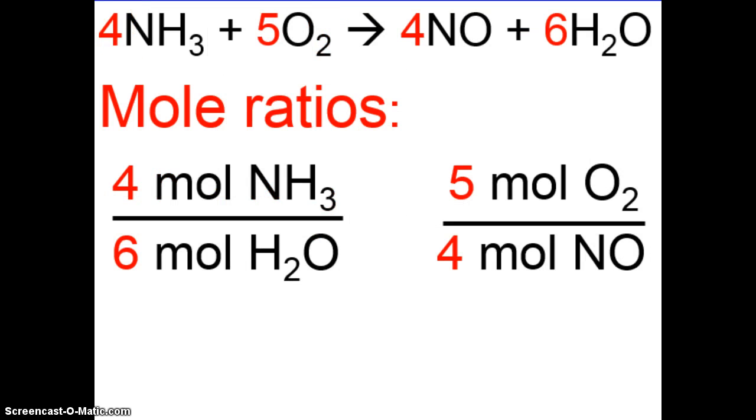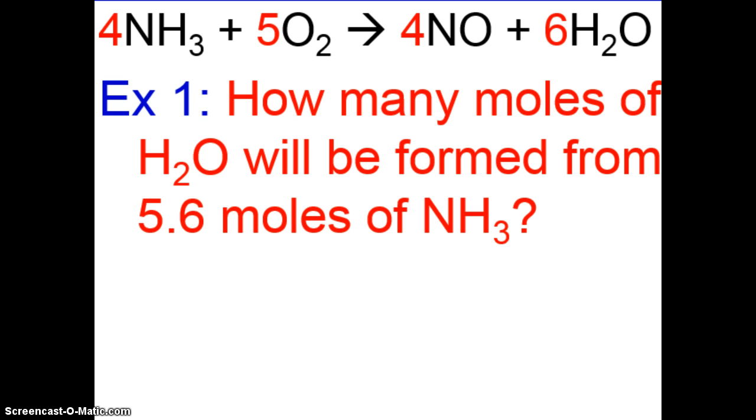Now, taking a closer look at that equation, we can also come up with mole ratios. Taking those coefficients from the very front, we can have a ratio of 4 to 6 for ammonia to water, or we can have a 5 to 4 ratio for the oxygen to nitrogen monoxide. Looking at ratios is going to tell us how much of one thing will produce a certain amount of the other. So using this balanced equation, we can answer a simple question.